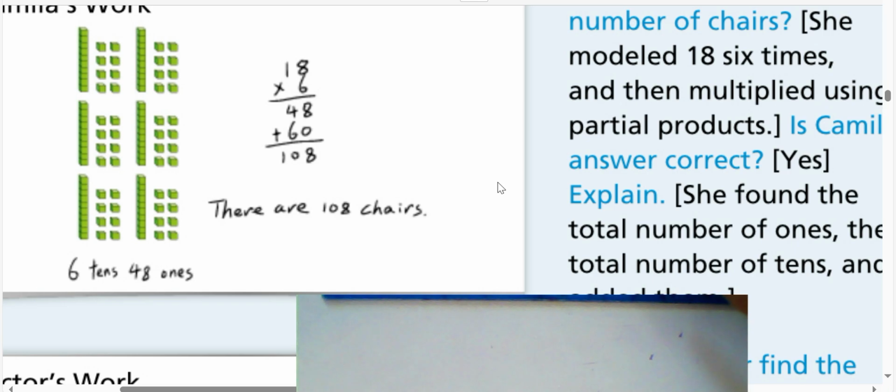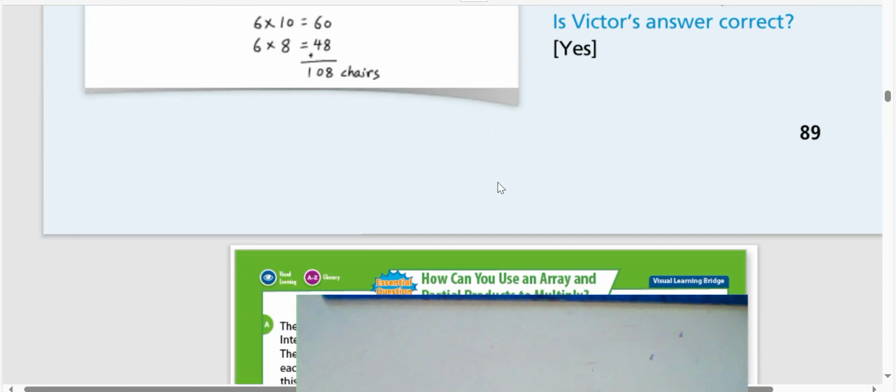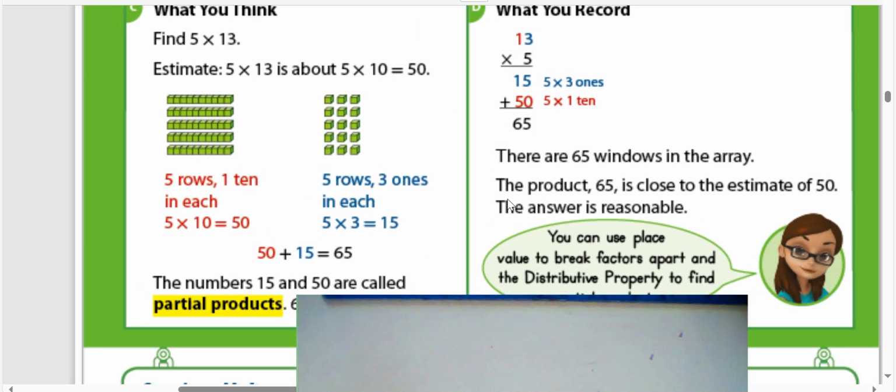Okay, now we will complete the next page. Using the distributive property to find the result of 5 times 13, we can write 5 times 10 and 5 times 3, and then we add together. 5 times 10 is 50. 5 times 3 is 15. 15 plus 50 equals 65. Then the answer will be 65. You can use the distributive property.